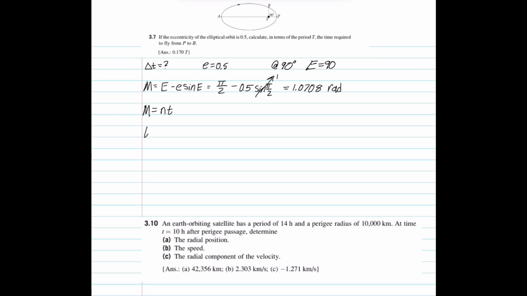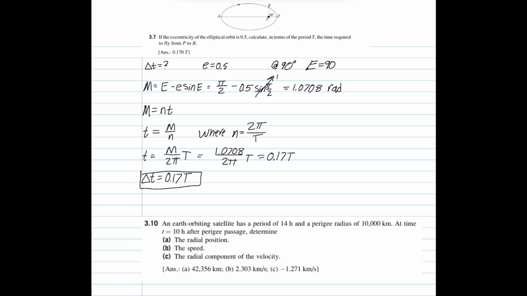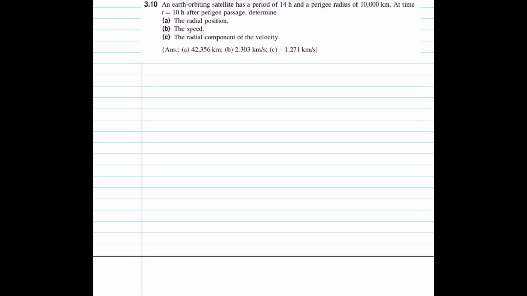We know that mean anomaly equals n times t, and rearranging for t, we get M over n, and we know that n equals 2 pi over T. So plugging in what we found for mean anomaly, we get the time in terms of T, the period. So that's the change in time to get from P to B in terms of the period.